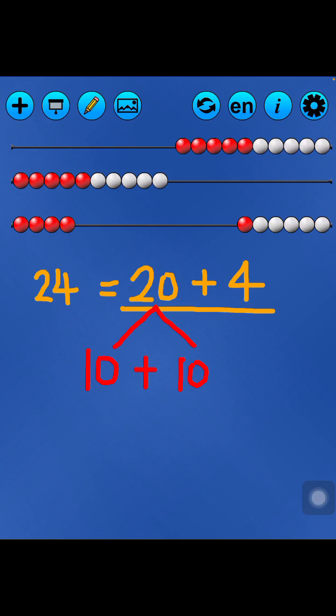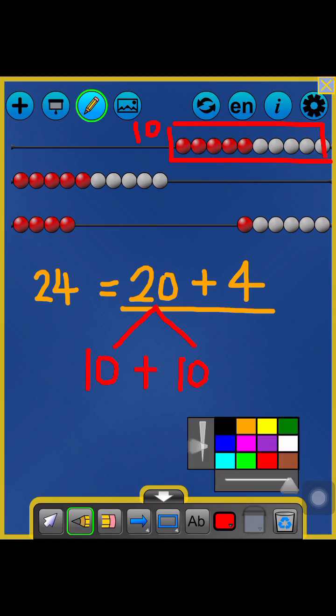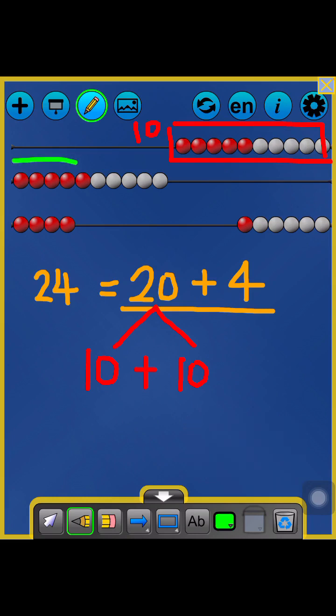And now on the right hand side there are 10 beads, and on the left hand side there are also 10 beads. We split 20 into half. Okay, next we split 4 into half.